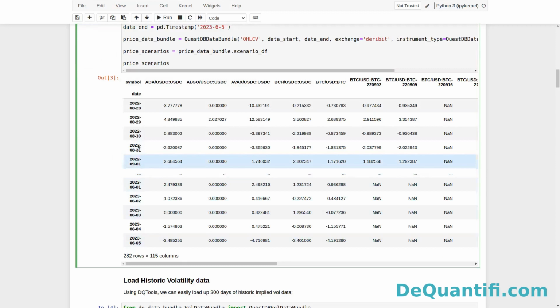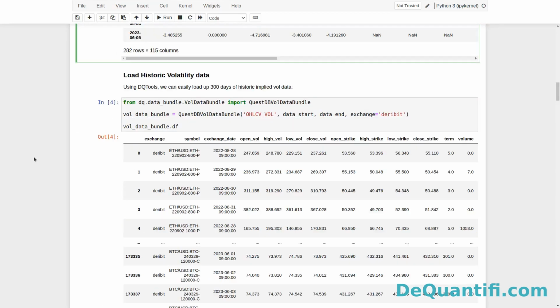You can see here we have for each day in the past and for each asset what the percentage change in price is. And in a similar vein, we'll load up our implied historic volatility data, and we can see for each scenario date and each option strike expiry what the implied vols were on that date. Using that information, we can figure out the changes in volatility for each day.